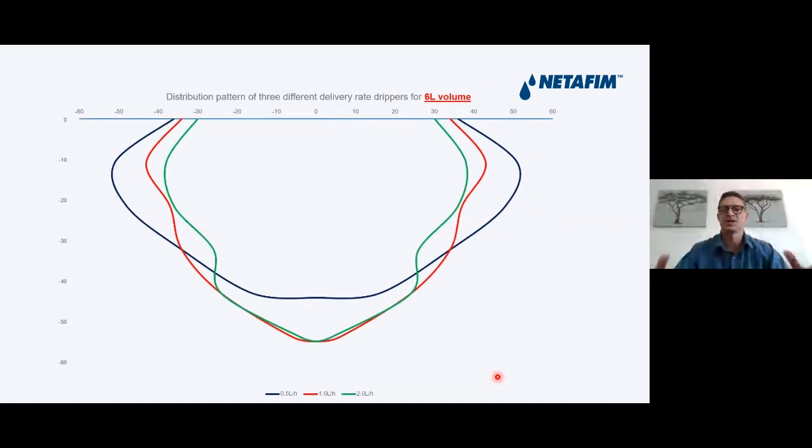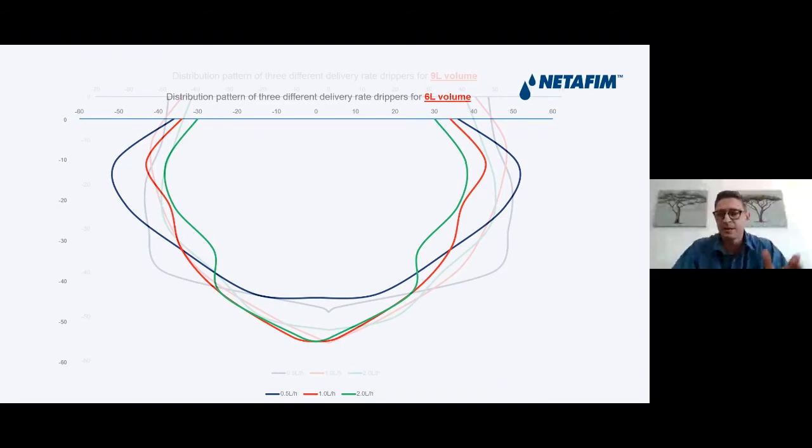On the 6 liter treatment, we see much of the same. Again, please notice how far the water actually distributes below the soil surface. With only 6 liters of water, we already went more than 50 centimeters to one side. So this is a 50 centimeter radius below the soil surface. But you can see much of the same, the lower flow dripper going much wider compared to the higher flow drippers, which go a bit deeper, but much narrower.